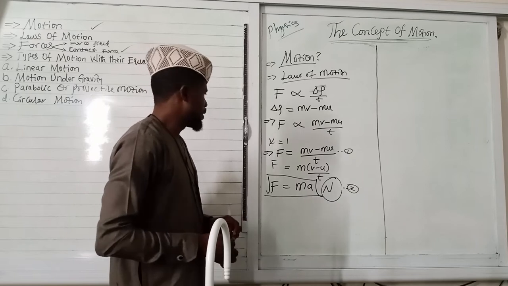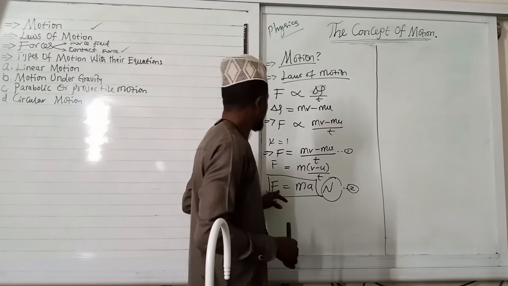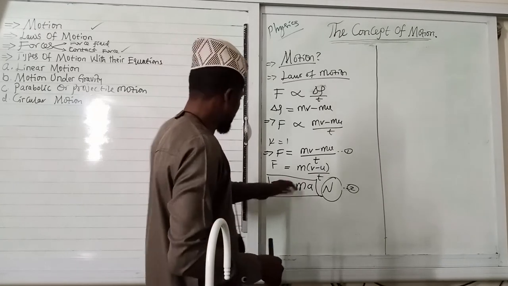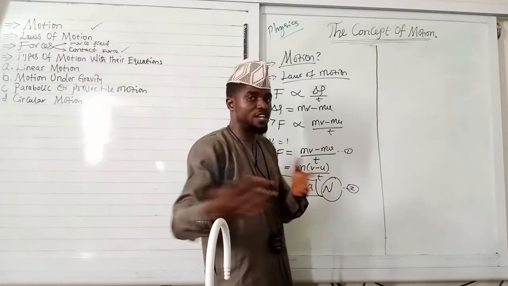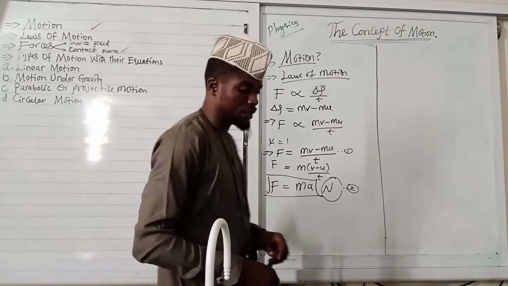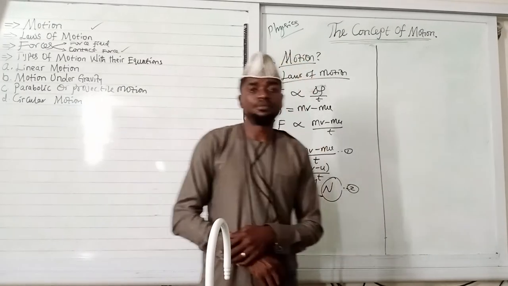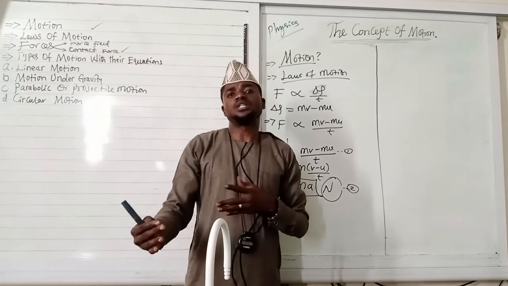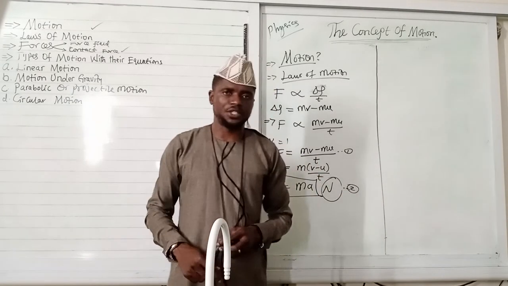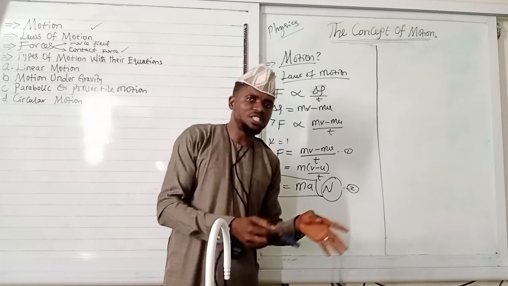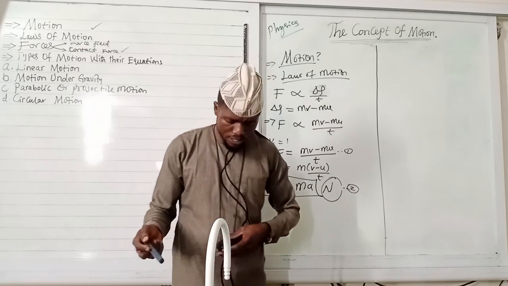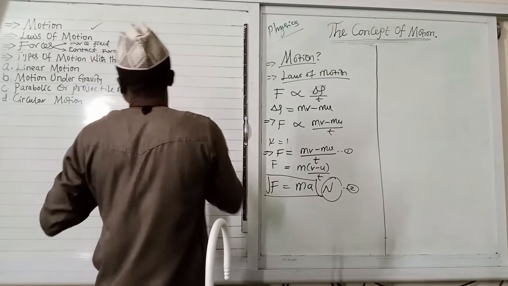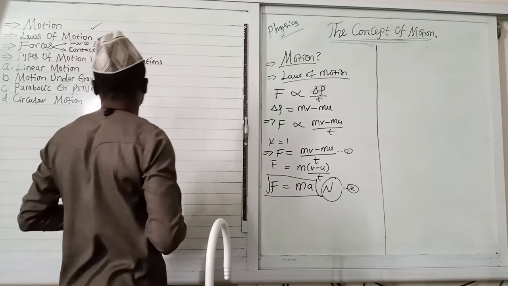If examiners ask you what is force, I will explain that when we come to define force later. So let's look at the third law of motion. The third law of motion states that for every action, there is an equal and opposite reaction. For every action, there is an equal but opposite reaction. So, we are done with the first two contents on our board.